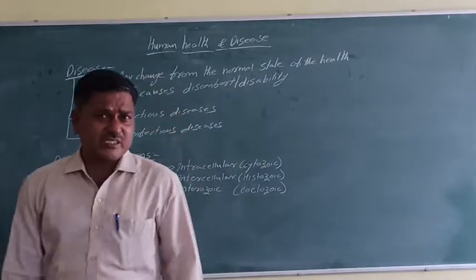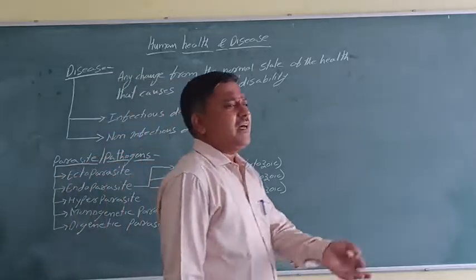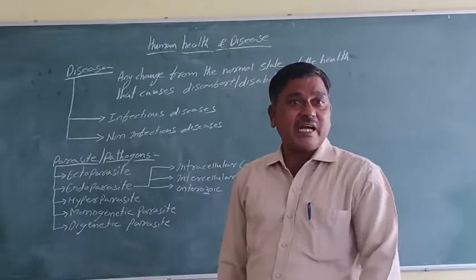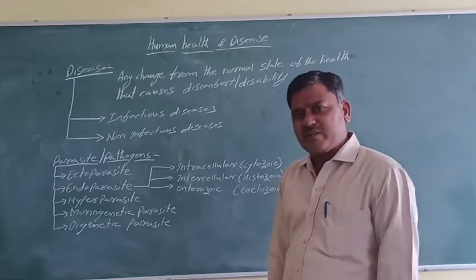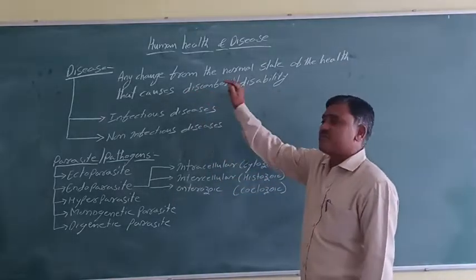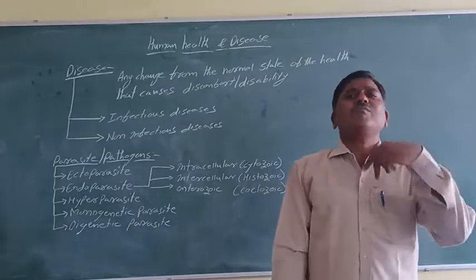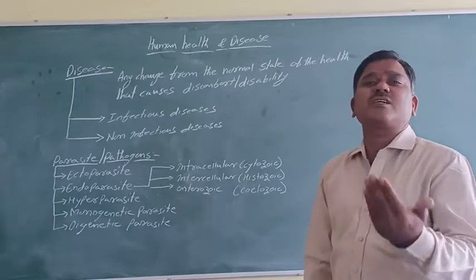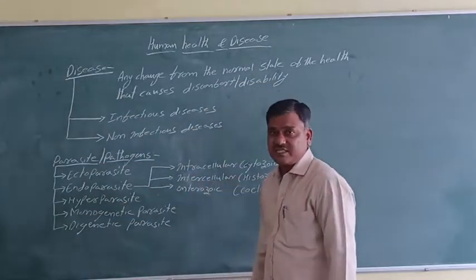Or in other words, disease can be defined as when the function of one or more than one organ or organ system is affected, it gives certain signs and symptoms. When there is a change in our body function, definitely there is an appearance of symptoms, and when there is an appearance of symptoms, we call it a disease. That is, when the function of a single organ or more than one organ or organ system is adversely affected, it gives certain signs and symptoms. And this appearance of signs and symptoms is called disease.